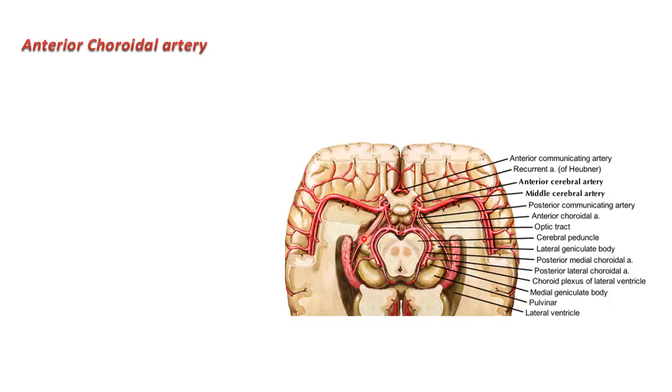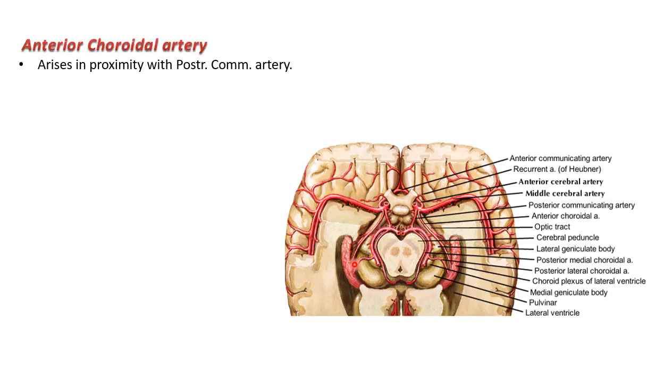It runs backwards, intimately related to your optic tract. So optic chiasma, and then what you are able to see is the optic tract. Closer to the optic tract it runs, and see, it is forming the choroid plexus of the lateral ventricle, the inferior horn of the lateral ventricle. The inferior horn is seen in the temporal lobe. So it mainly takes part in the formation of the choroid plexus for the inferior horn. The inferior horn choroid plexus is mainly formed by the anterior choroidal artery.